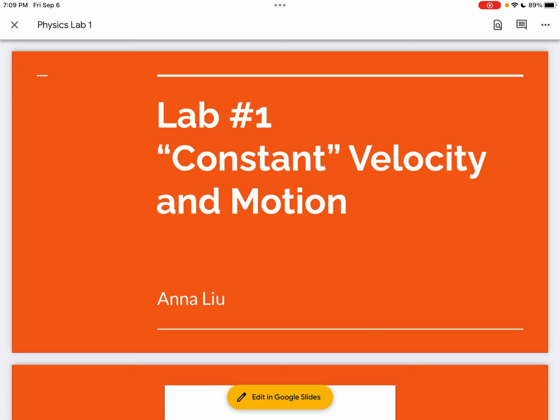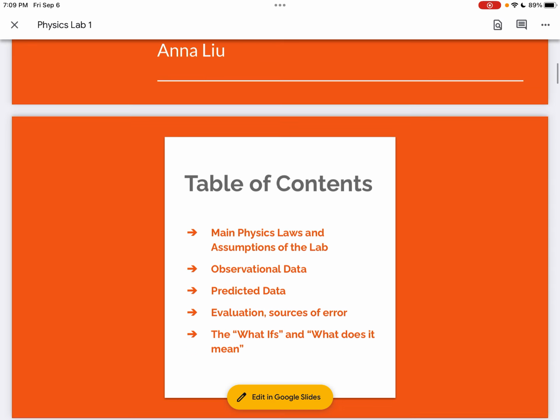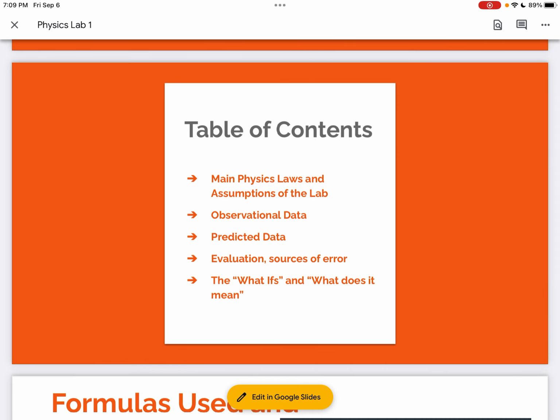Hi, my name is Anna and this is my lab report for lab number 1 on constant velocity and motion. The purpose of this lab is to analyze an object, in this case a perfume bottle that is moving at "constant velocity," and then we will compare its predicted position to its actually observed position through the use of a computational model. And as you can see in the table of contents, all of this will be further explained.